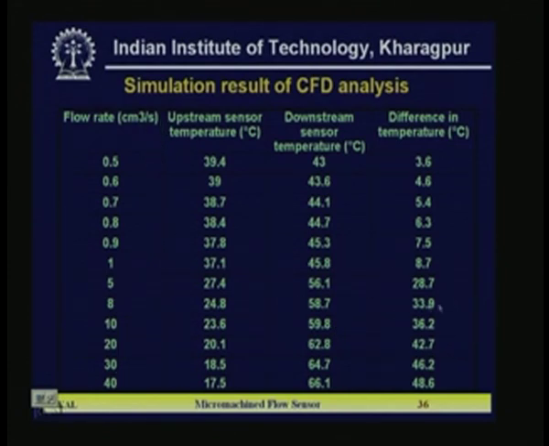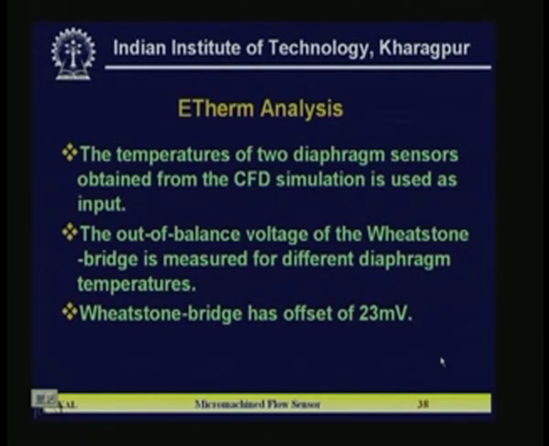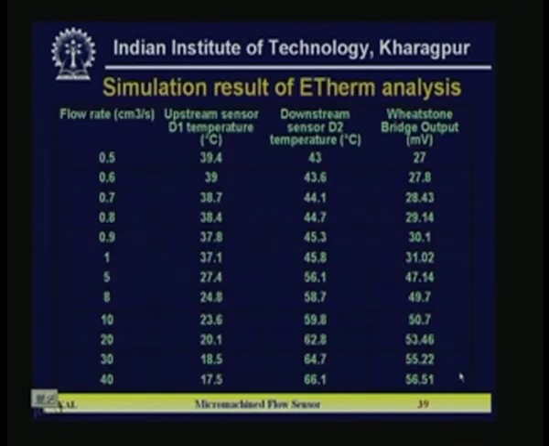Okay. Now, these are some simulated values, and those are plotted here. This is basically cc per minute. And here the difference in temperature is highly linear, and after that it saturates. After it saturates, it means if the flow rate is very large, then the difference of temperature is almost constant, but at low flow, from laminar flow, you get the linear nature, and this nature is useful for measurement of the flow.